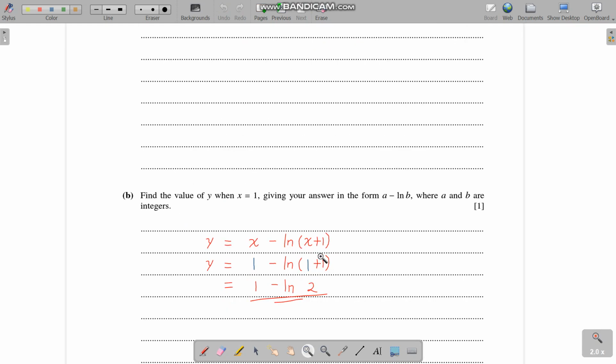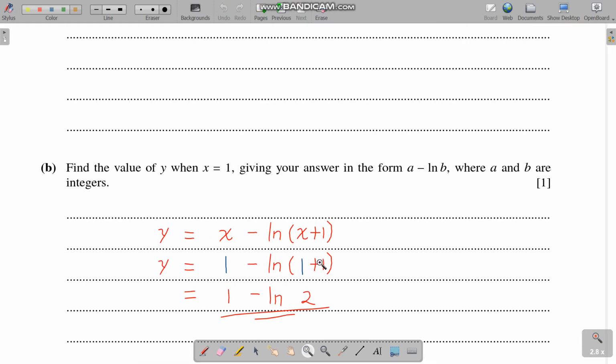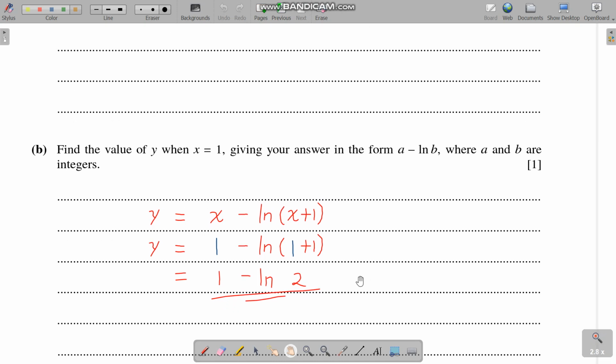Now the next part, find the value of y when x equals 1. Previously we already found y in terms of x, we get this. So we just replace the x with 1, the x with 1, so we get 1 minus ln 2. Okay, it's simple because we already simplified everything here. Right, that's it.